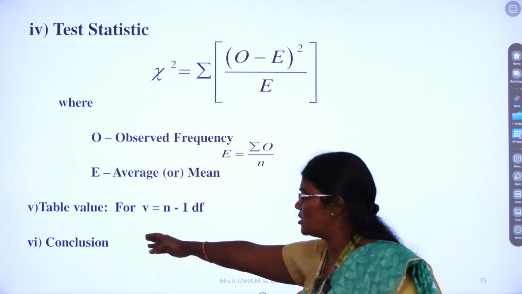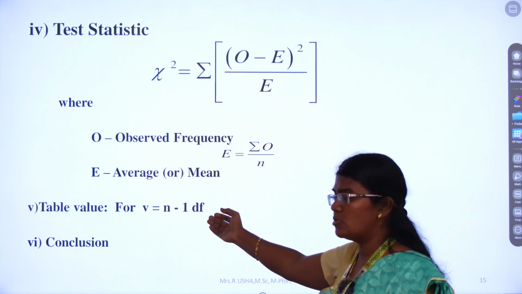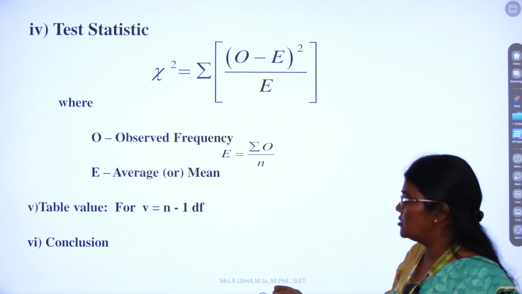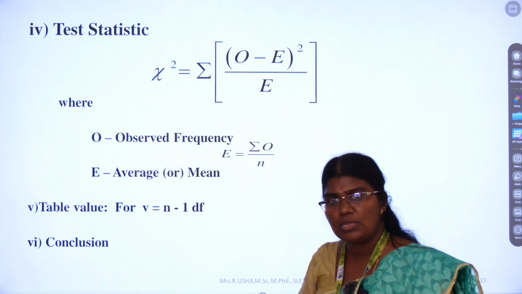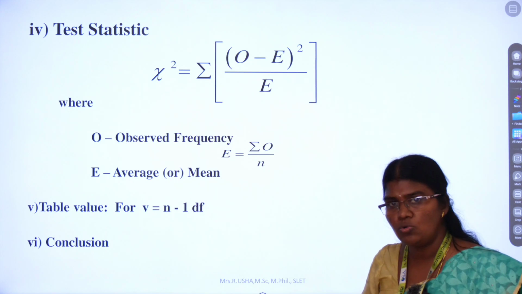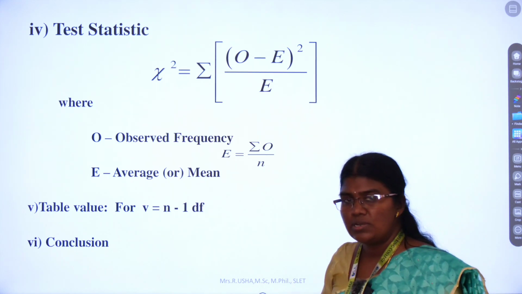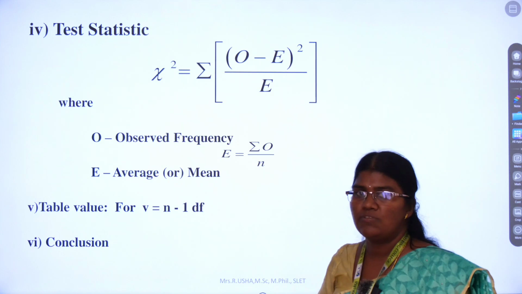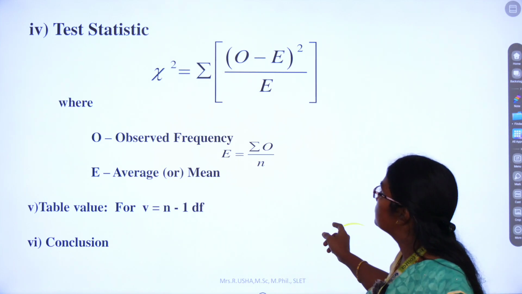The fifth one is the table value for chi-square. This can be found by using n minus 1 degrees of freedom. And the next one is the conclusion, by comparing the calculated value and the table value. If the table value is greater than the calculated value, we accept H0. If the table value is less than the calculated value, we reject H0.